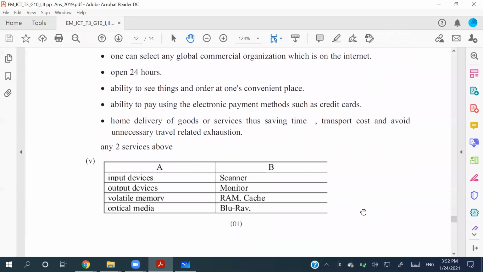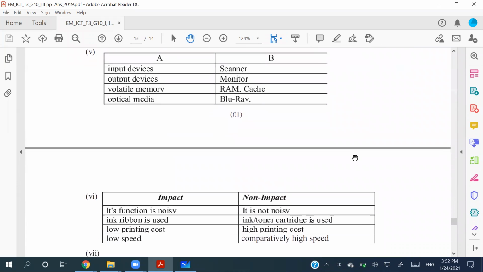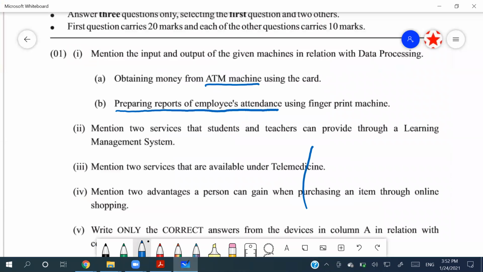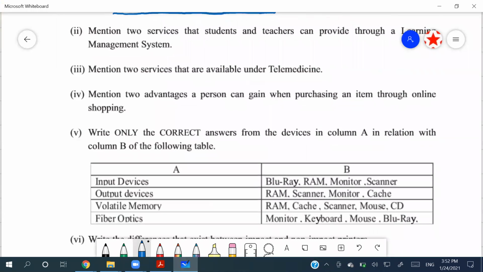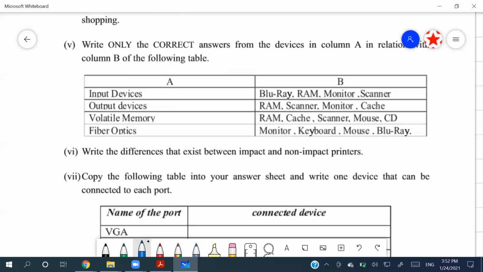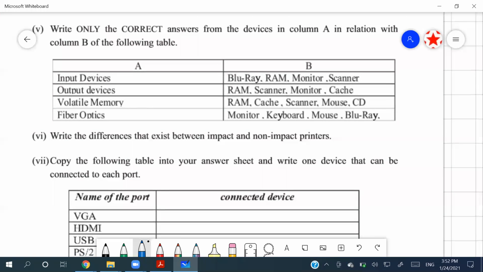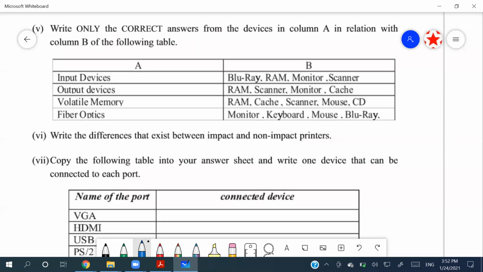Moving to the fifth one, I'm not going to tell again and again: if you get any alternative answers, just let me know. The next question is: write only the correct answers from the devices in column A in relation to column B of the following table. They are talking about input, output, volatile, and so on. This is not fiber optics. This is optical storage. Neither.